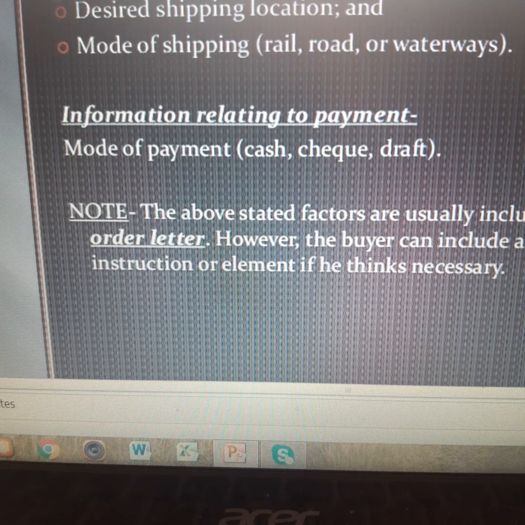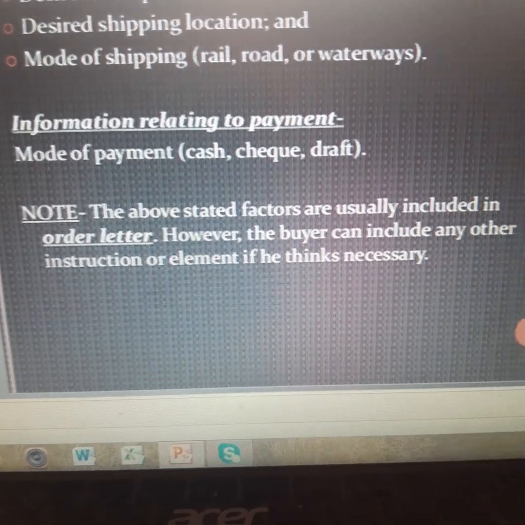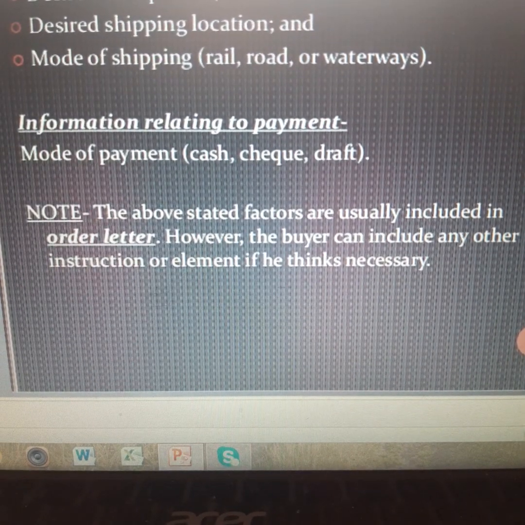Now here, children, I am talking about the content, the desired shipping location, where it has to be shipped, the address, and information related to payment, whether it is cash, check or draft. Note, the above stated factors are usually included in order letters. However, the buyer can include any other instruction or element if he thinks necessary. So, any additional information you can add. Let's move on to the next slide.